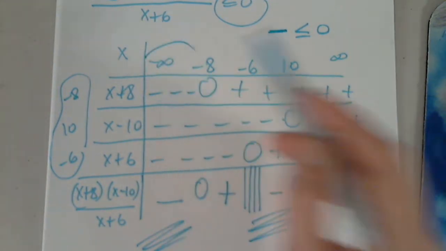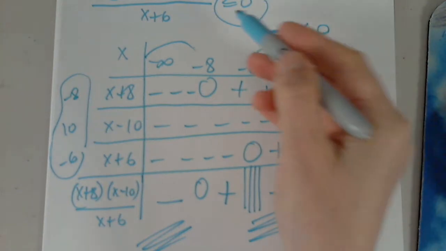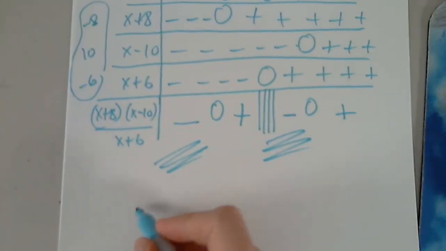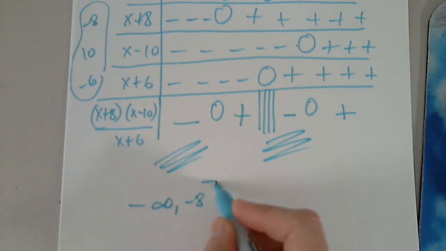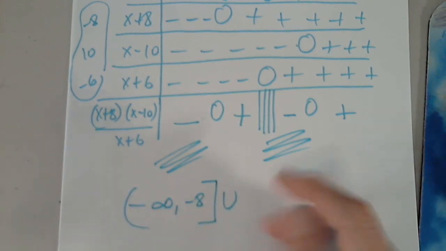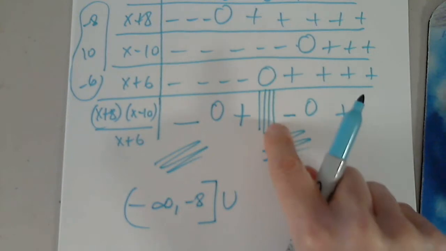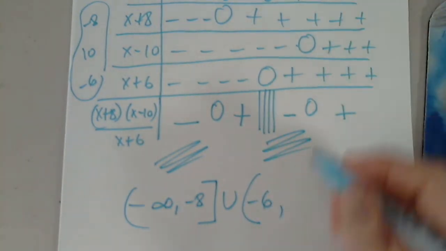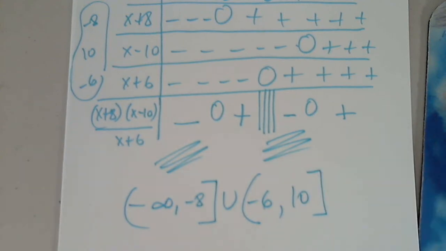Which means this and this. I have 0, yes, so I have to include the zeros. So -∞, -8, and I have to include the 0. Union, I cannot include the -6, not possible. This has to be -6 with parentheses, and I have to include the 10. I mean, this is a 1-minute problem, if you know what you're doing and if you understood this.